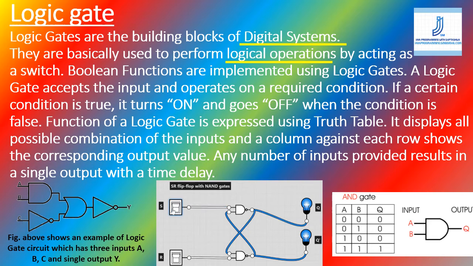To understand logic gates, we will see all the possible combinations of input and what will be its output for individual gate in a tabular format, and this tabular format is known as truth table. Any number of inputs provided results in a single output with a minute time delay.